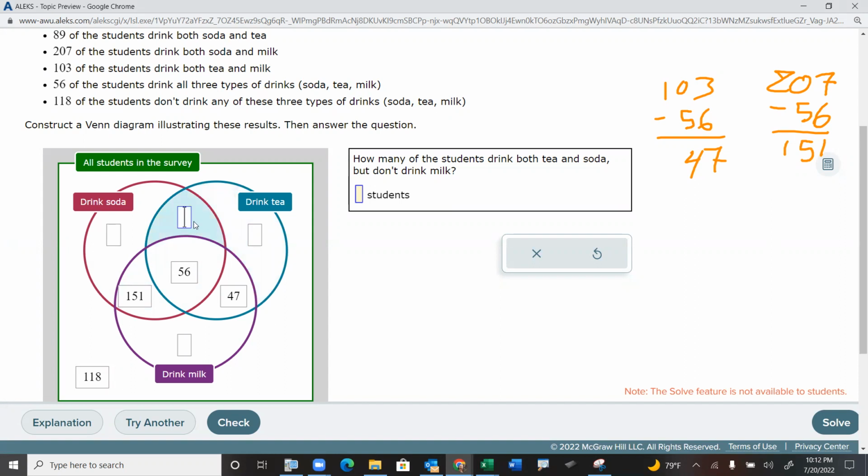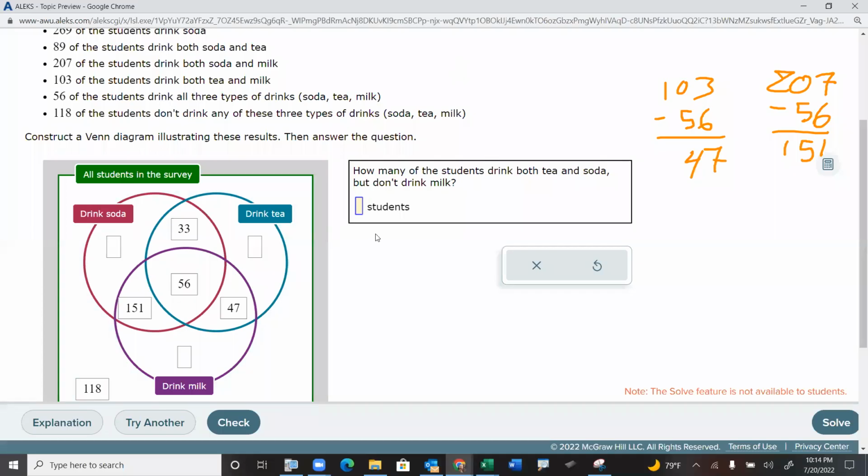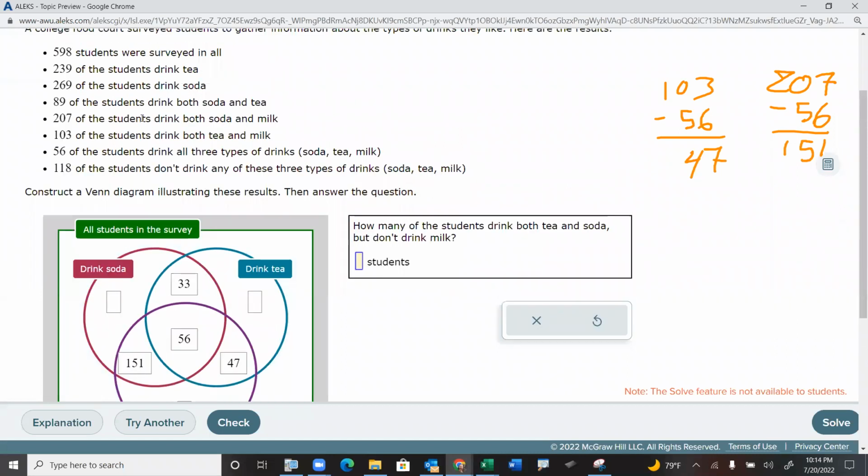56 are accounted for. That's going to leave another 31. Oh, wait, it was 89. 89 minus 56 is going to be 33. And so now there are 89 total people in the tea and soda area. So we got done with the 89.